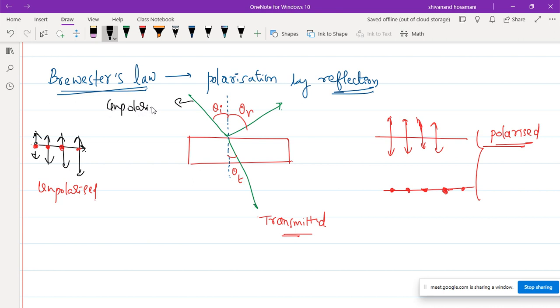Unpolarized light. These two are polarized. Okay, what happens for the incident? When you make the incident, in the beginning, the unpolarized light has components: vertical components and horizontal components, both come. So these are horizontal components.